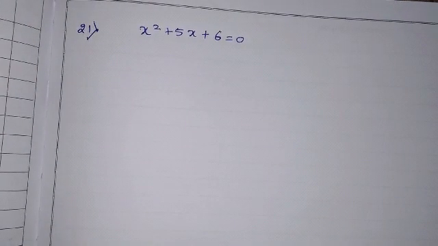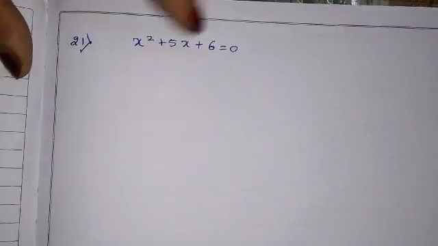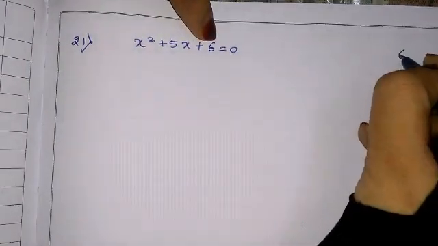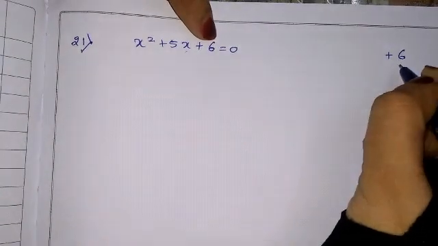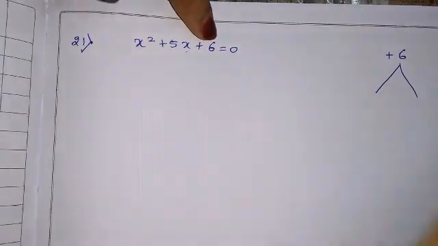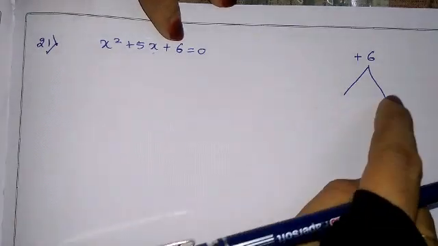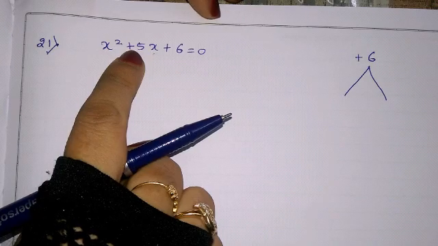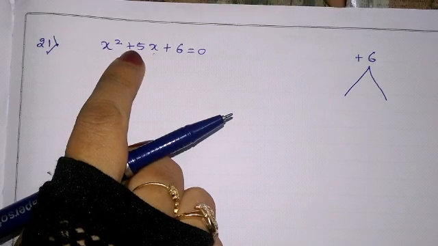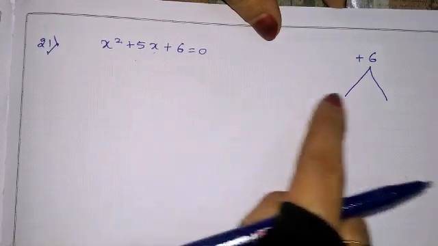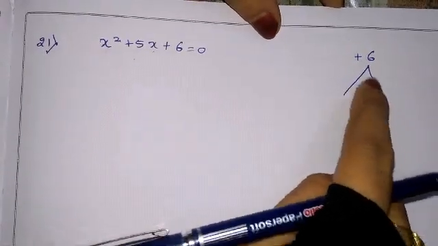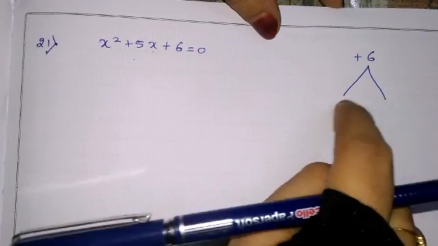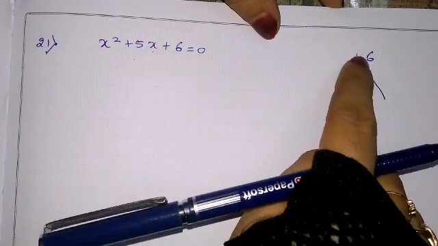Okay, how to do factorization? First and last numbers we have to multiply. 1 into 6 is 6. We can see here plus 6. Now we have to find two numbers such that when we multiply we get 6, and when we add or subtract we get 5. If we go for 5 ones are 5, 5 plus 1 is 6.